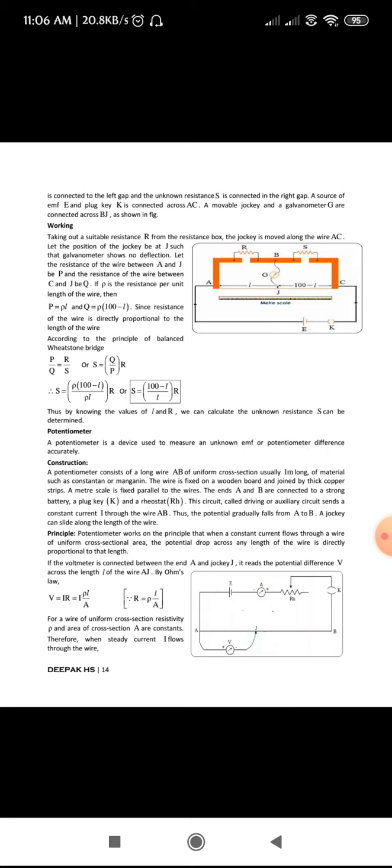Okay. And coming to the application of this potentiometer, the potentiometer is used to measure the EMF, potential difference, and internal resistance of the cell. So these are the three applications I have said, right?